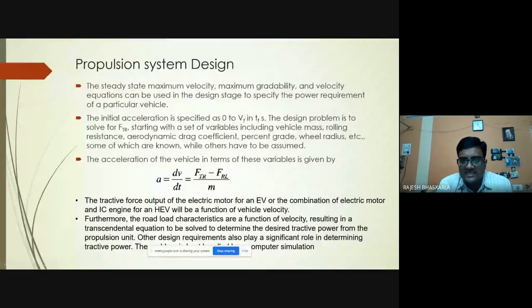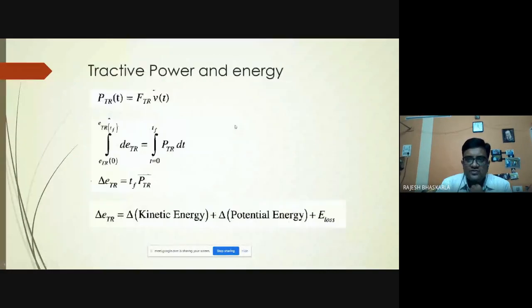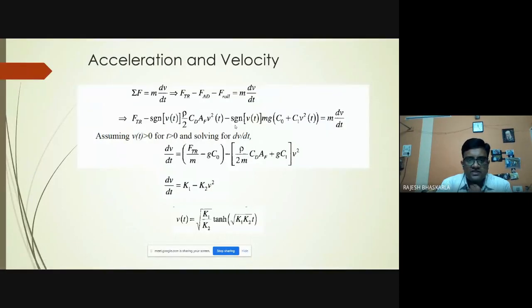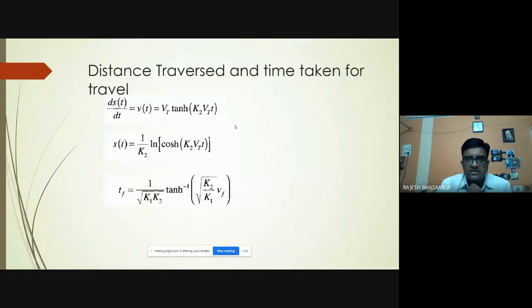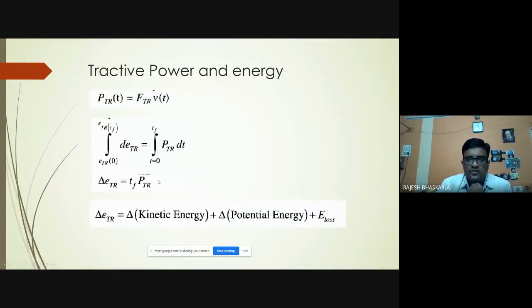So this is the initial acceleration. Within how short a time we can increase the speed from 0 to the maximum speed or maximum velocity. So that is initial acceleration, and we have to design this one also. So how can you design this one? You can design it from this expression. So from this expression you can design that value also.